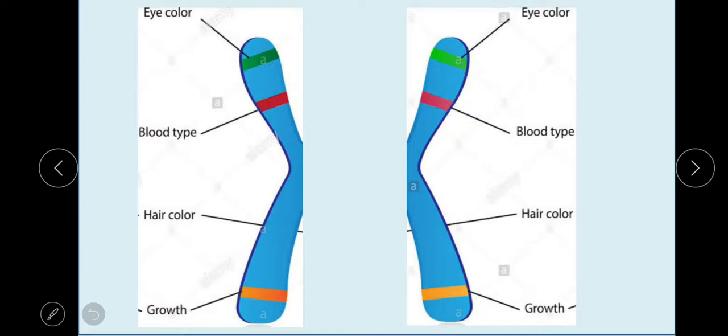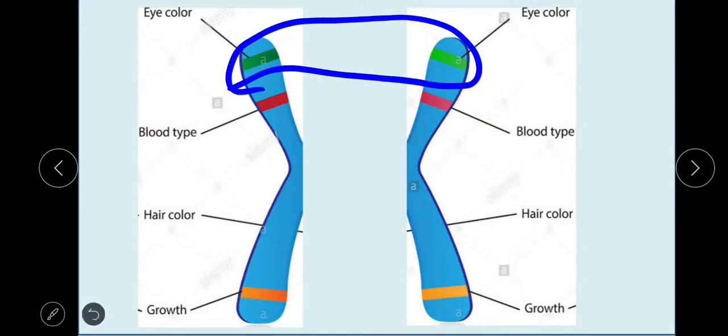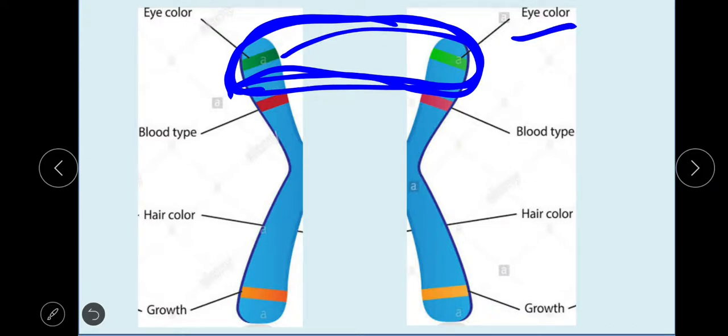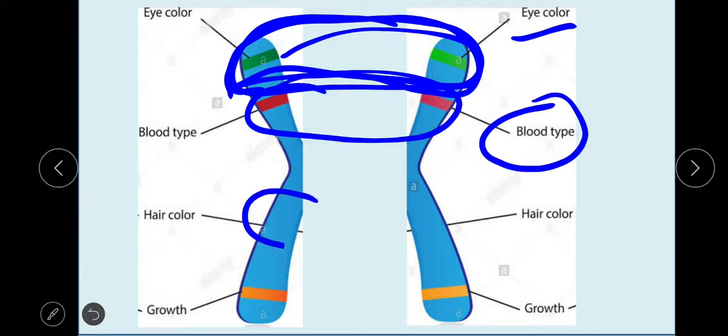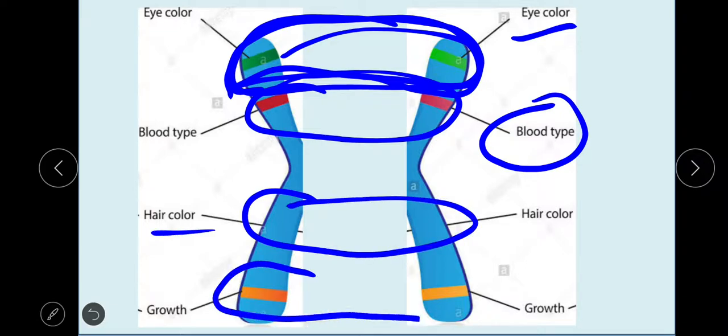Now, the colored ones are the genes. These are the places of genes. The two here represent the place of each gene. Now, this gene here represents eye color. This gene here, the red one, represents the gene for blood type. This gene here represents hair color. And the remaining genes here are the genes for growth. Every factor in our body is controlled by genes.